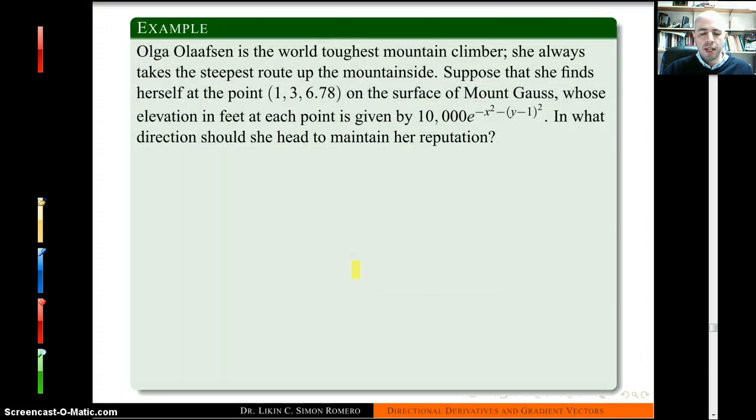Let me give you an example. Olga Olafsen is the world's toughest mountain climber. She always takes the steepest route up the mountainside. Suppose that she finds herself at this point on the surface of Mount Gauss. It's a fake mountain, and this is the elevation at the point x, y. So in what direction should she head to maintain her reputation?